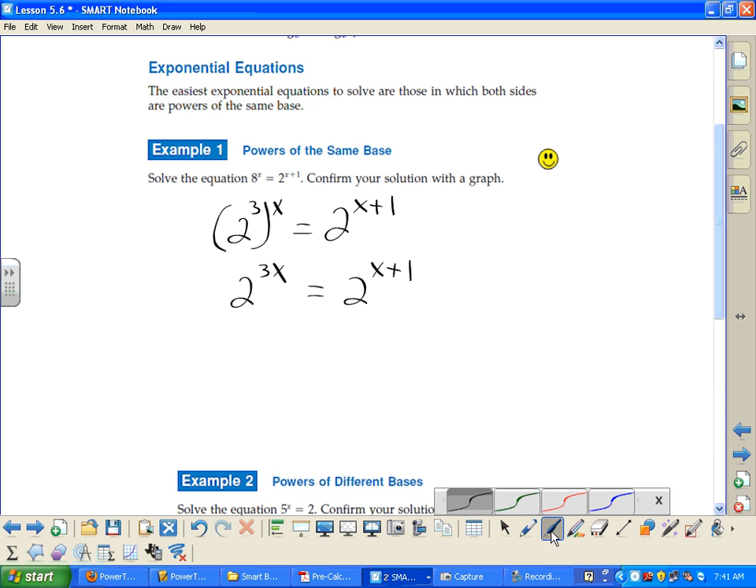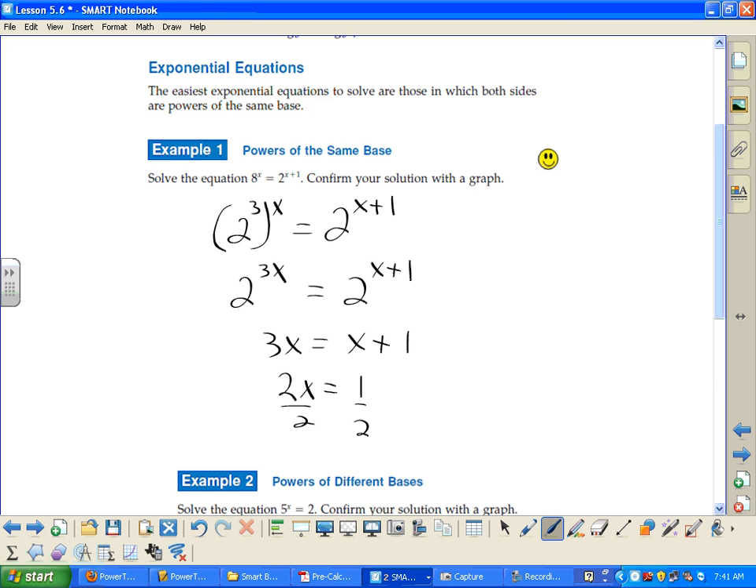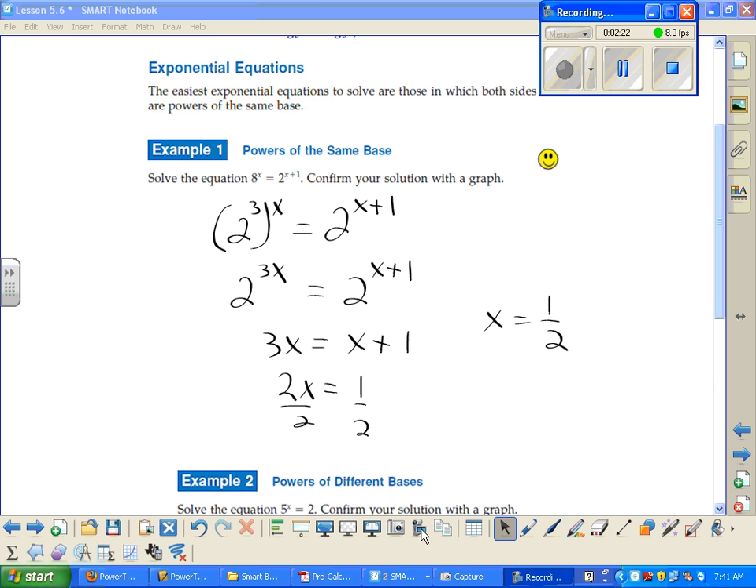So we can say that 3x is equal to x plus 1, and now I can solve that equation. We'll subtract x from each side, and I get 2x equals 1. Divide by 2, and we get x equals 1/2. And so we have our solution. A reminder, you should always check your answers to make sure they are correct.